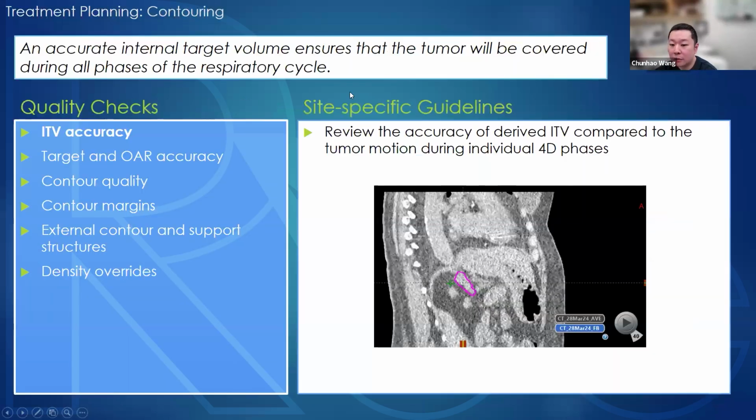Okay, so for the contouring, regarding the respiratory motion management, we need to identify the ITV, internal target volume, which accounts for the variation of the target volume due to motion. So for the ITV accuracy, we need to review the accuracy of the derived ITV compared to the tumor motion during the individual 4D phases. In our treatment planning system, we usually turn on the ITV contour and play the movie showing the individual phases, making sure that the visual extent of the target region remains within the ITV contour.